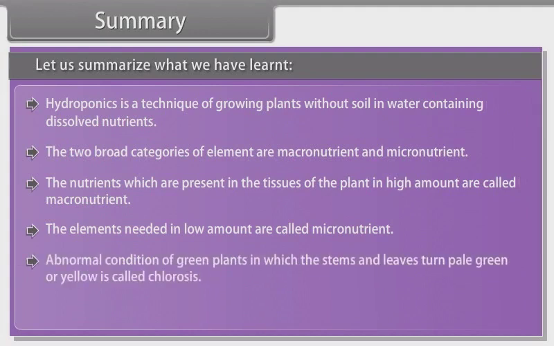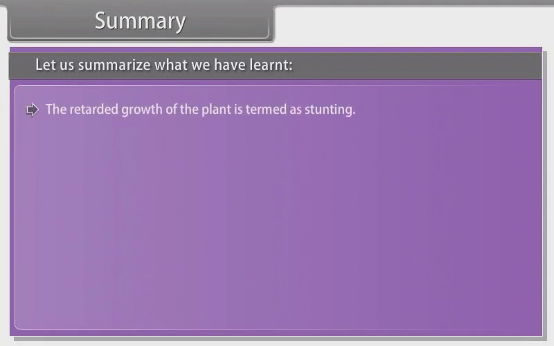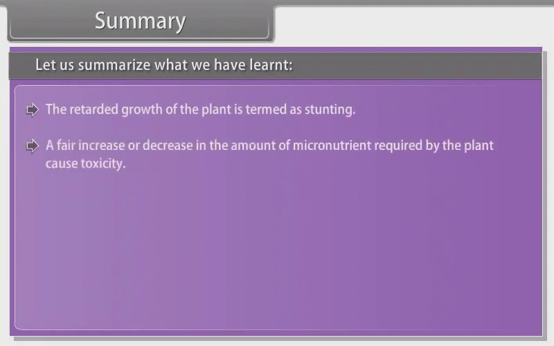Abnormal condition of green plants in which the stems and leaves turn pale green or yellow is called chlorosis. The localized death of tissue of leaves is called necrosis. The retarded growth of the plant is termed stunting. A fair increase or decrease in the amount of micronutrient required by the plant causes toxicity.